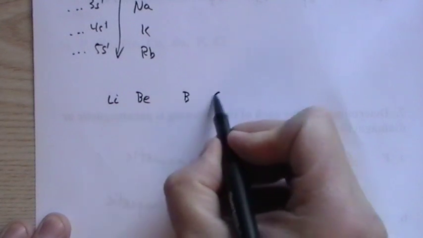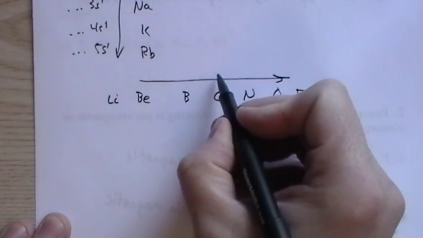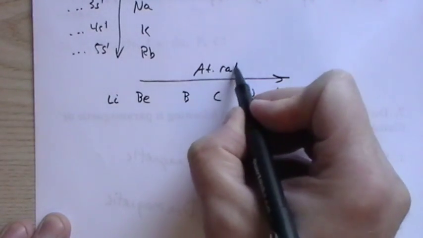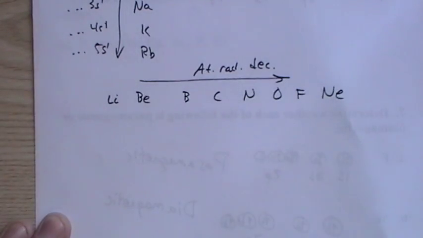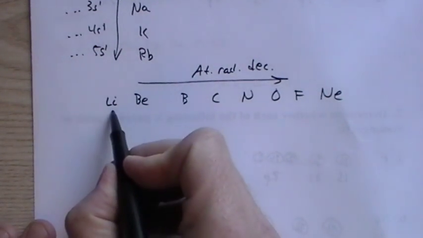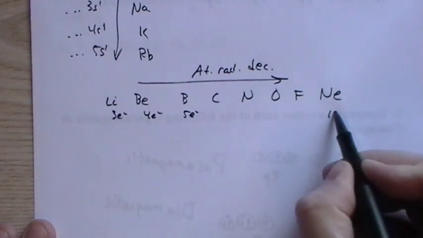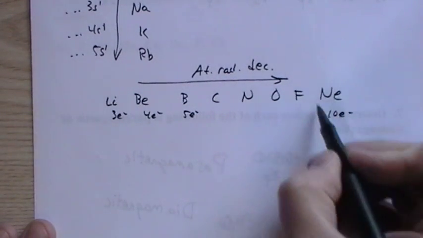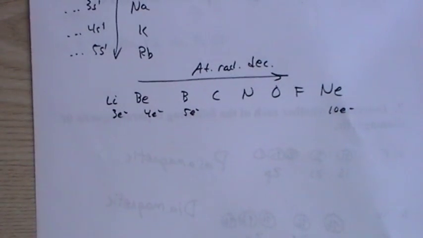The problem is that when we move across a row, as we move in this direction, the atomic radius for these elements decreases, even though we keep adding electrons onto them. So that throws students off, because this has 3 electrons, this has 4 electrons, 5 electrons, and so on, up to 10 electrons. And the neon is actually the smallest of this group. It's smaller than lithium, which has 3 electrons.